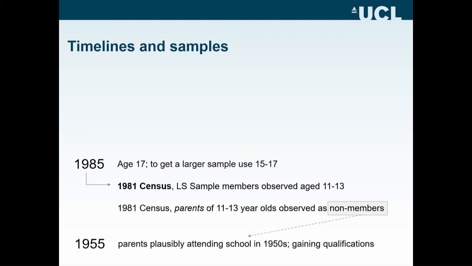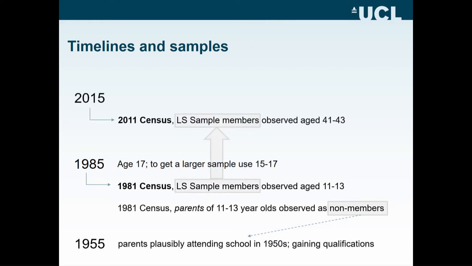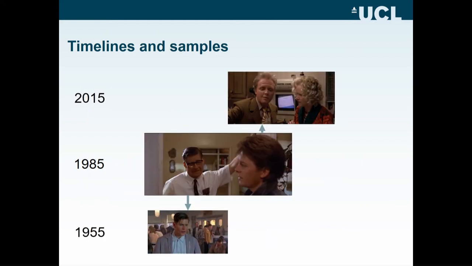And some of those parents, to fit the narrative of the film, will have had their education in the 1950s. We don't have data about the 1950s, but we do have information about their parents' highest educational qualifications. So we get a picture of what they were doing in the 1950s or 1960s. We can move those sample members forward to the 2011 census and see them when they're adults.